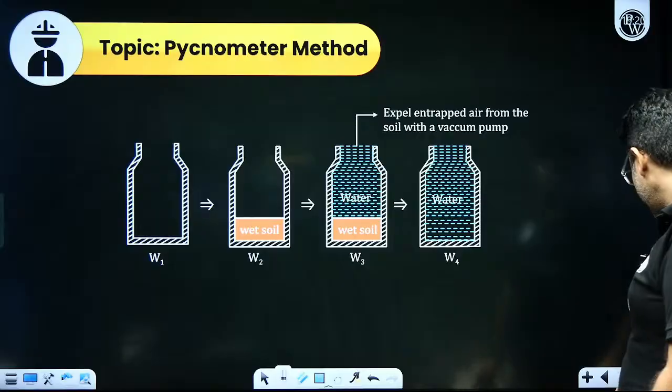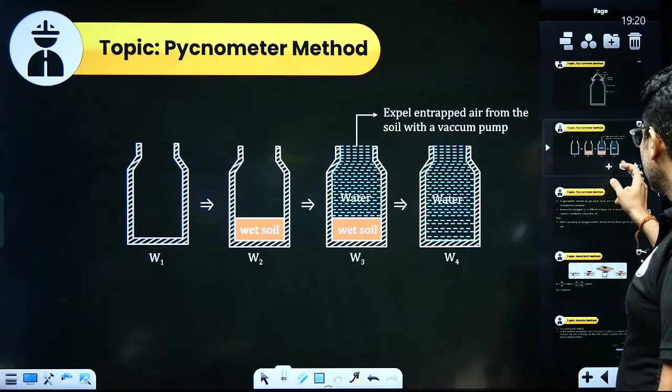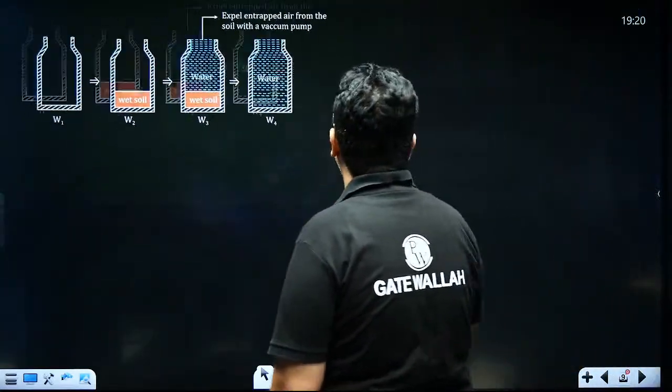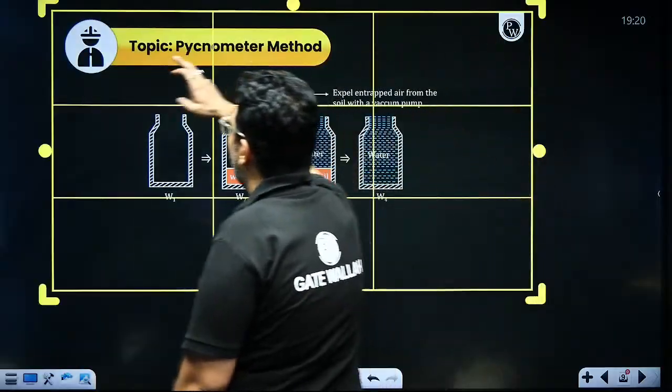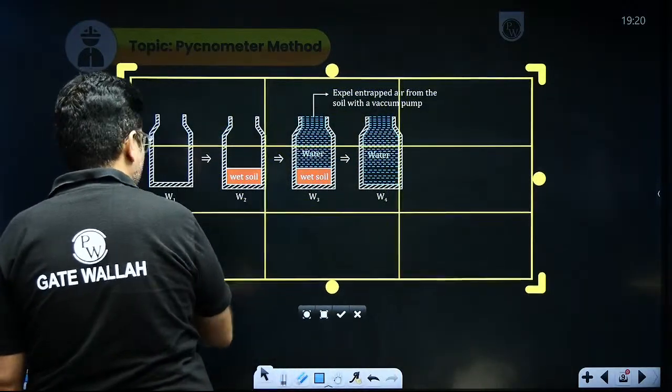Yeah. Let me proceed now. Okay. So using these 4 readings now, I will be calculating the water content. Let's see how we will do this. Very interesting and very simple.